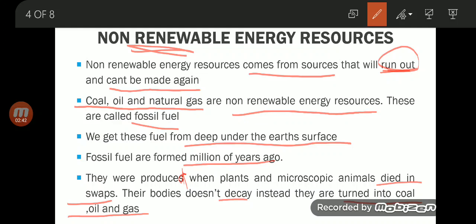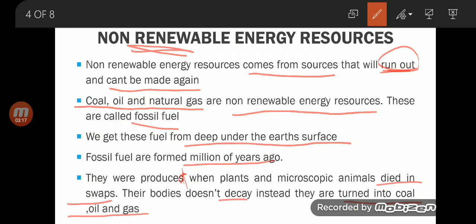I will repeat this slide. Non-renewable energy resources are those that come from sources that will be finished and can't be made again. Coal, oil, natural gas. These are non-renewable energy resources and we call them fossil fuel because they are made from fossils. We get this fuel from deep under the earth's surface and these were formed millions of years ago.